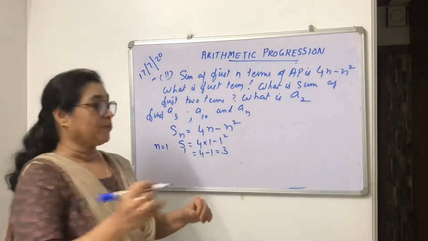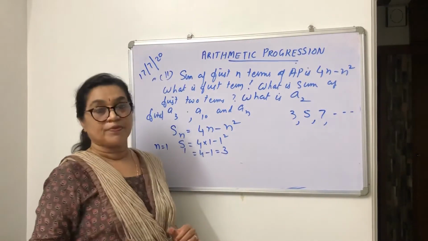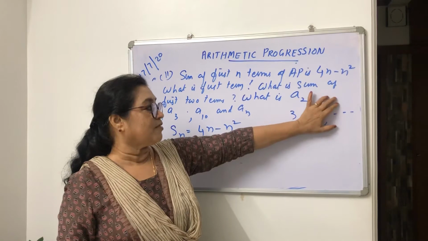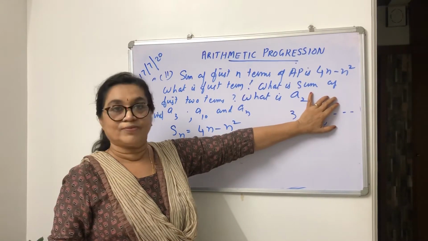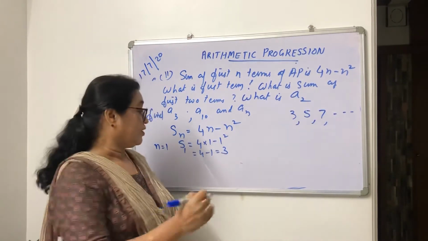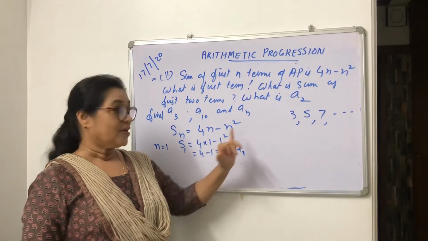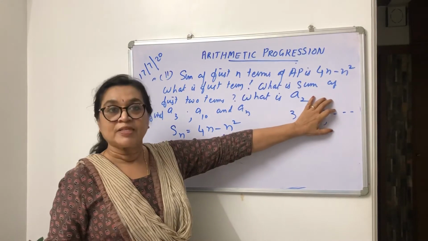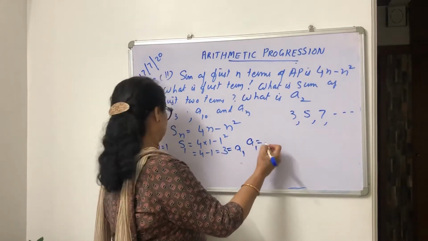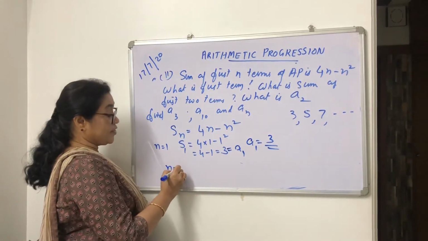You know sum. See, suppose I am writing 3, 5, 7, dash dash. This is an AP. What is the sum of first term? S1 means sum of first term. First term is 3. So that means S1 is the first term A1. Clear? Sum of first term is only one term, that is first term. Therefore S1 is A1. So you are getting A1 is 3.